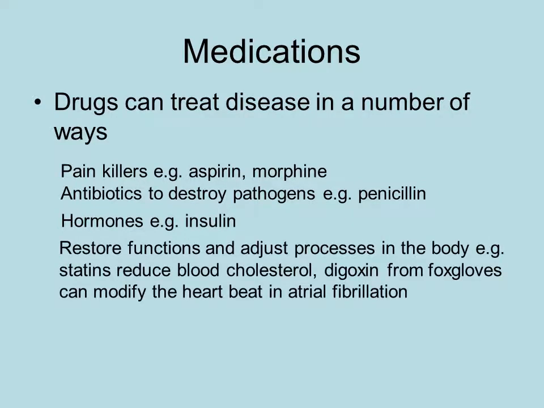And some things that we take are going to restore normal functions. For example, we might want to have statins, which reduce our blood cholesterol. We might take something called digoxin, which naturally occurs in flowers of foxgloves, and this will modify your heartbeat.